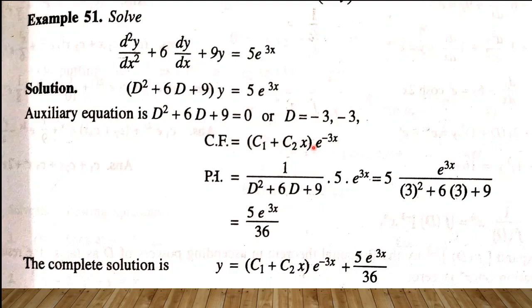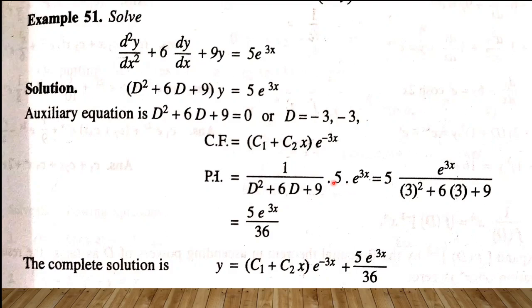क्या कॉमन निकाला? e to the power minus 3x. So what is the complementary function? c1 plus c2x whole multiplied by e to the power minus 3x. Now come to the second part of the solution, that is particular integral. Particular integral में I will be taking it as 1 upon f of D. What is my f of D? D square plus 6D plus 9 to be operated on RHS of the equation.